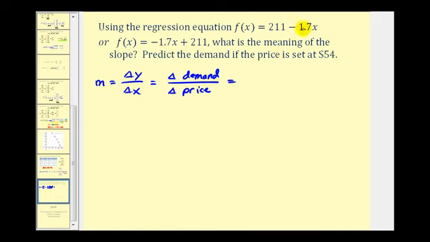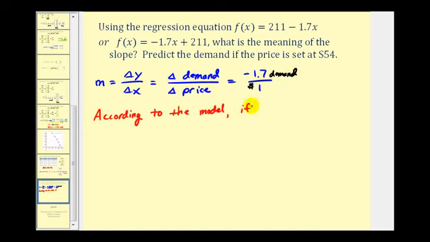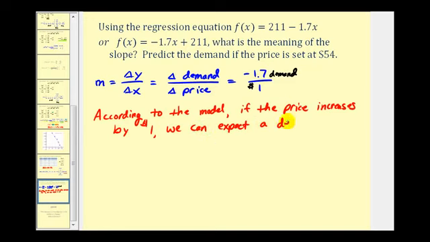Next, our slope is negative 1.7, which as a ratio would be negative 1.7 over 1. So the positive 1 represents an increase in price of $1, and the negative 1.7 represents a decrease of 1.7 in demand. So to put this in a sentence, according to the model, if the price increases by $1, we can expect a decrease in demand of 1.7 units per month.